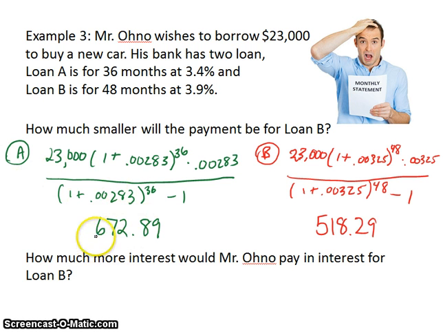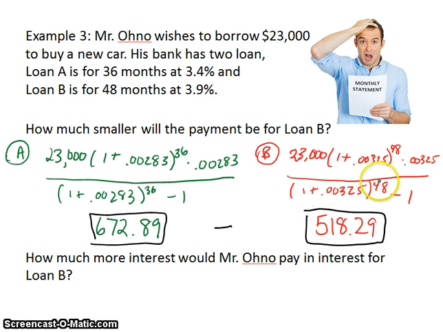To calculate that, we take this $672.89 minus the $518.29, and that means that loan B would then be $154.29 cheaper. Well, option B is then the logical choice because it's cheaper, but remember it's 12 months or 1 year longer.